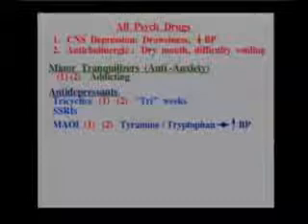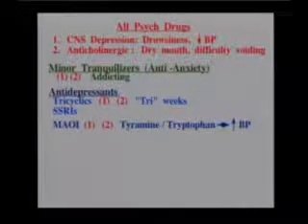And these are very similar for the SSRIs. The SSRIs are the selective serotonin reuptake inhibitors, drugs like Zoloft, for instance, and Prozac. And they have side effect 1, CNS depression, side effect 2, anticholinergic, and it also takes weeks for these drugs to be effective.